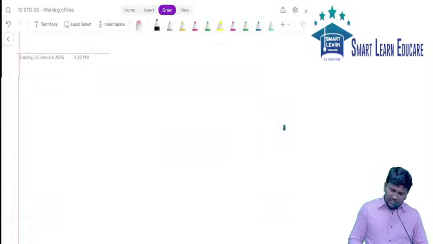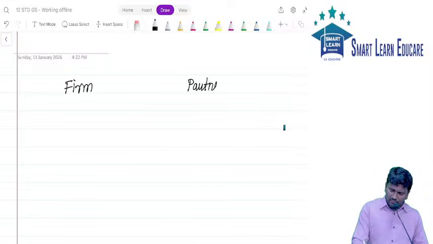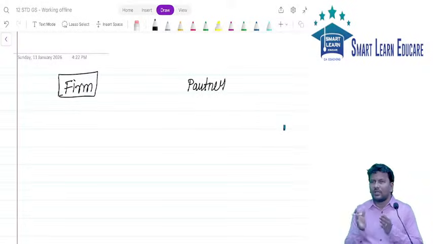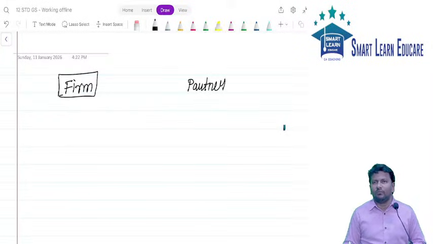Actually in this partnership, totally we have 2 sets of persons. One is called the firm, another one is called the partner. What do you mean by firm? Partners are collectively called the firm. They are individually called partner. Whenever we do accounting, we will do accounting from whose point of view?